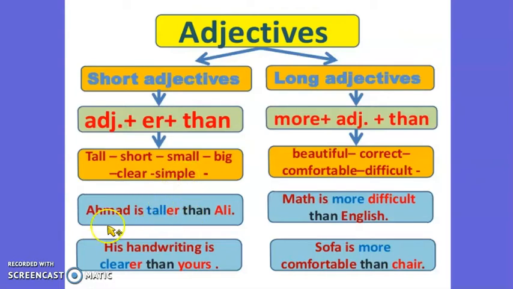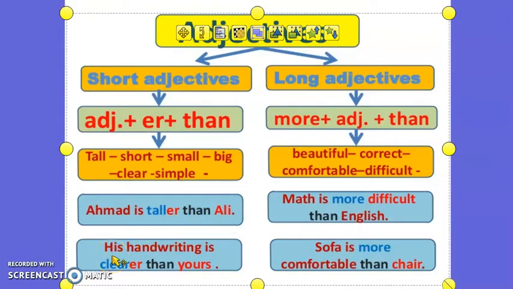And this is a sentence. Ahmed is taller than Ali. Here we compare between Ahmed and Ali. Who is taller? We add er because tall is a short adjective with one syllable. And here we have the most important word, than.